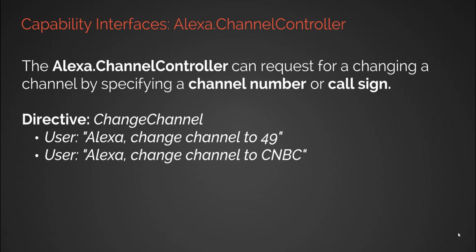Alexa supports this through that interface, which is called the Alexa.ChannelController. These channels can be adjusted through a number or even a call sign. So for example, "Alexa, change channel to 49" or "Alexa, change channel to CNBC." Those are examples of a channel number and a call sign.